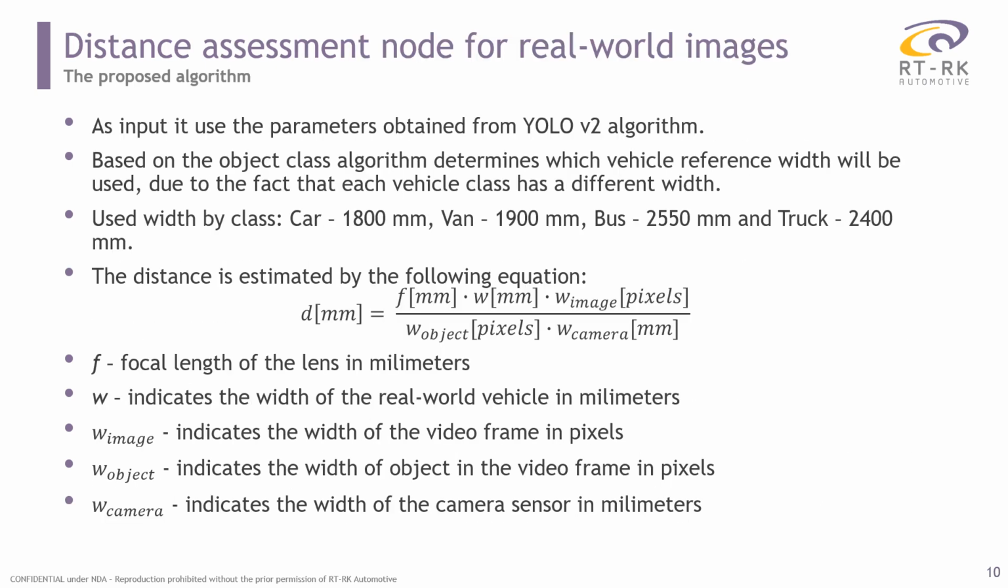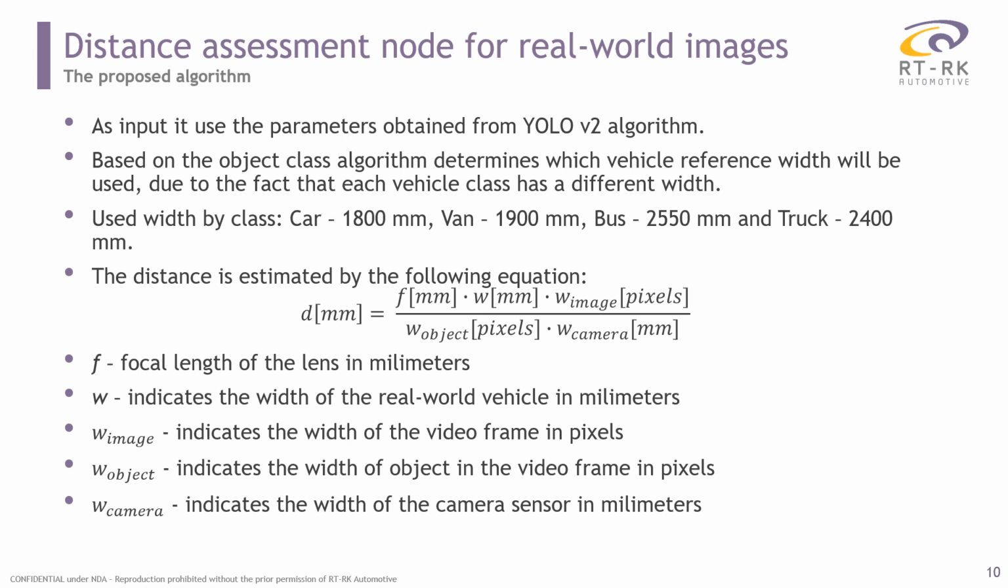As we said, the proposed algorithm has 2 nodes for distance assessment. First, we will talk about the distance assessment node for real-world images. As input, it uses the parameters obtained from the YOLO V2 algorithm. Based on the object class, the algorithm determines which vehicle reference width will be used, due to the fact that each vehicle class has a different width. The distance is estimated by the following equation.